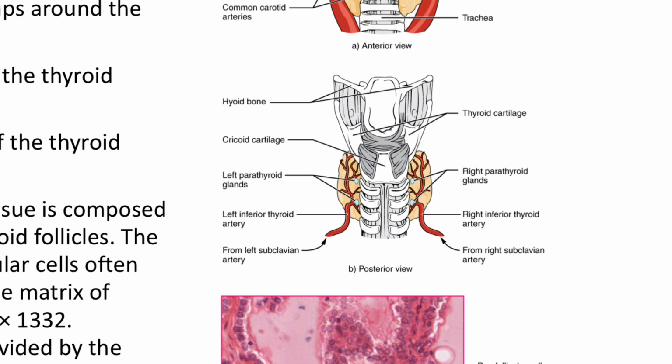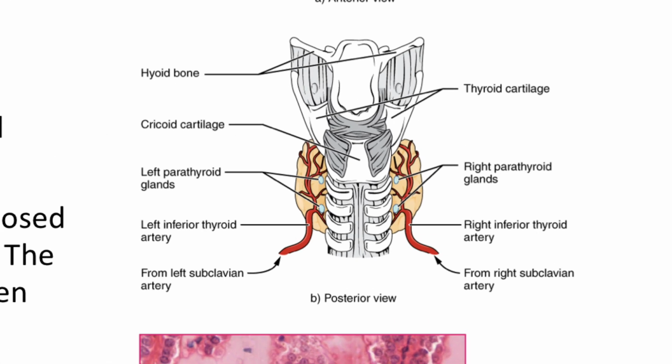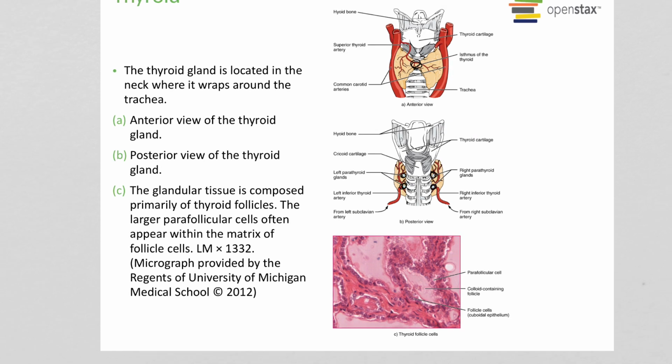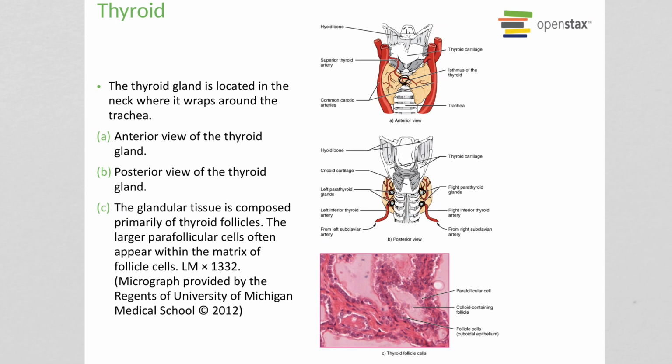On that posterior side, you see four little nodules of tissue that they have colored in blue here. Those are the parathyroid glands. And they happen to sit next to the thyroid, which is where they get their name. But again, not really connected function-wise. So as you're going through the endocrine system, don't get them mixed up.